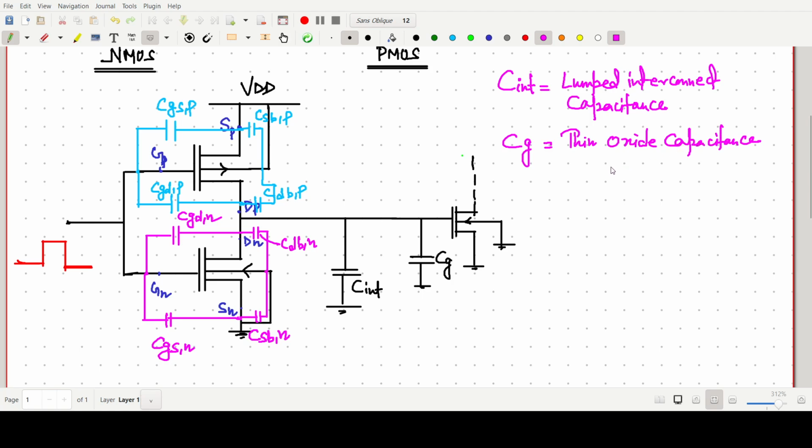Okay, over the gate area, thin oxide capacitance over the gate area. Now this one is CGD, and CGS is primarily this. CGD and CGS are gate to drain capacitances.